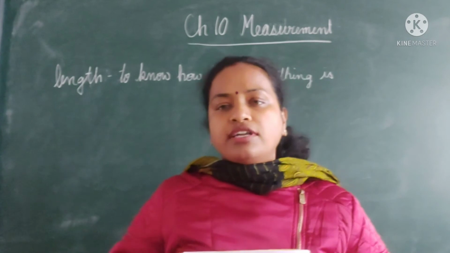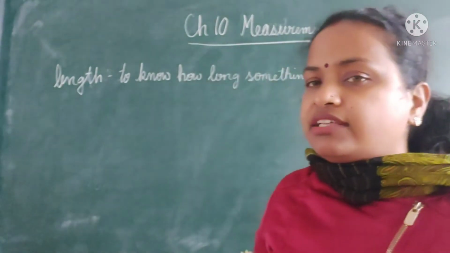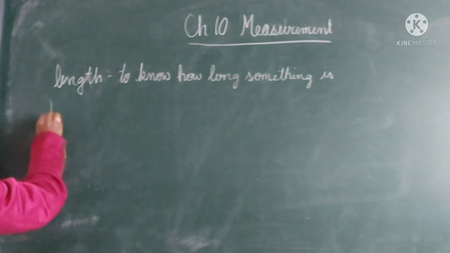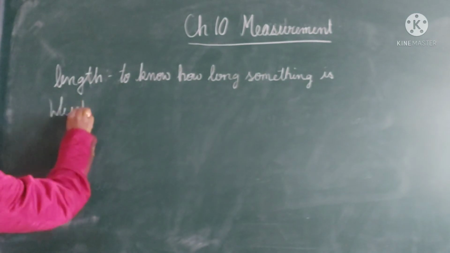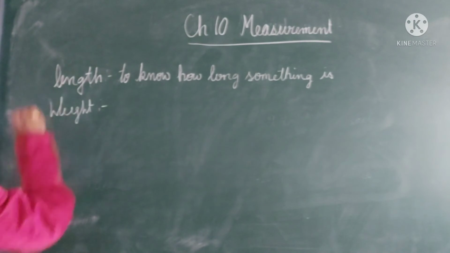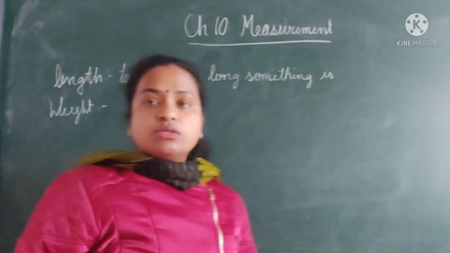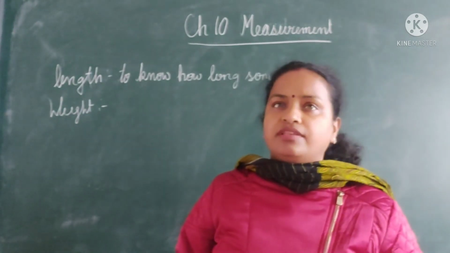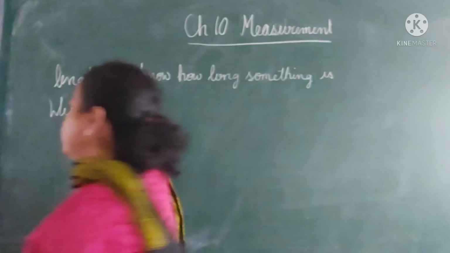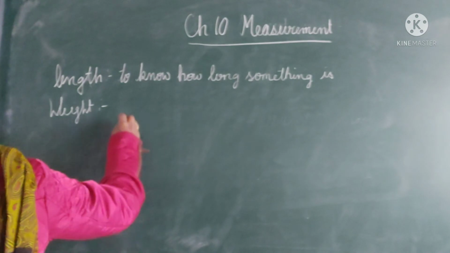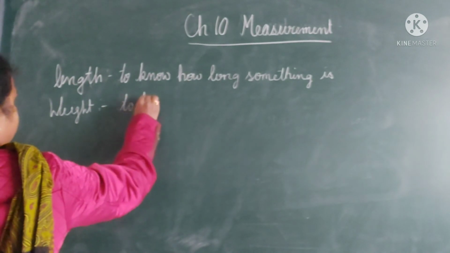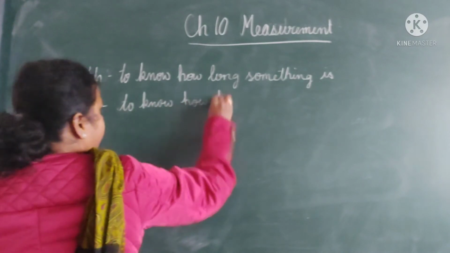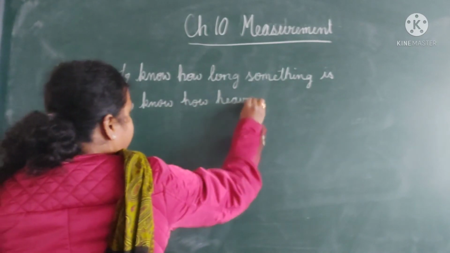So what is the first thing you have to measure? First one is length. Then second comes weight. So what does weight mean? It is to know how heavy a thing is.